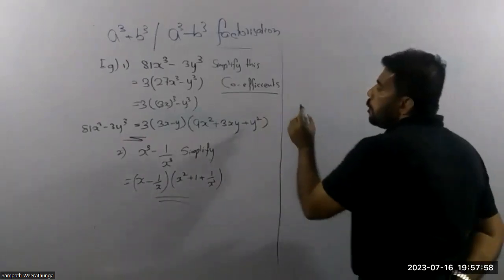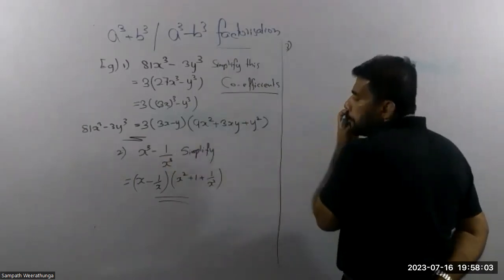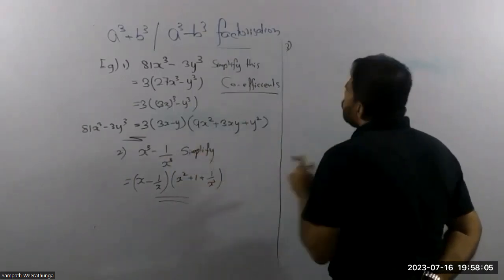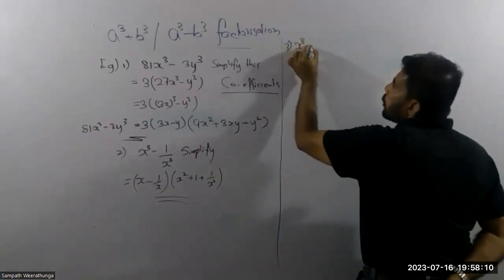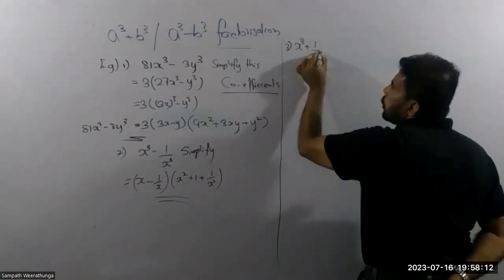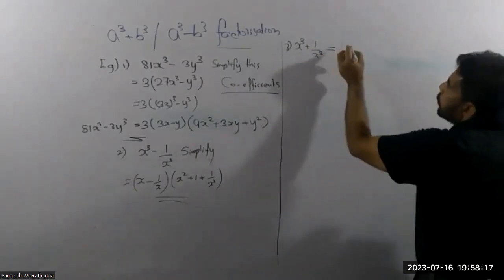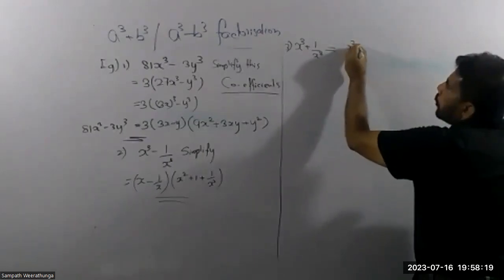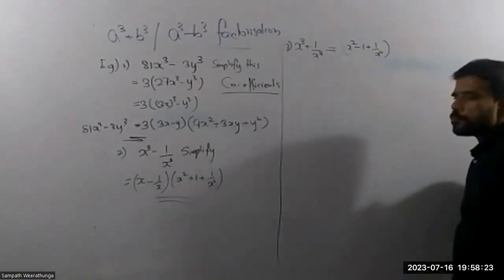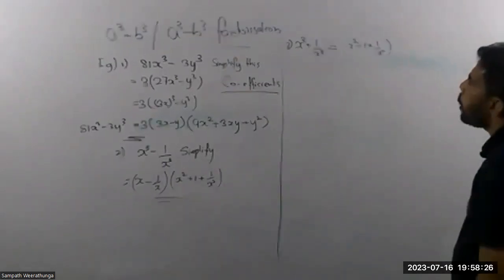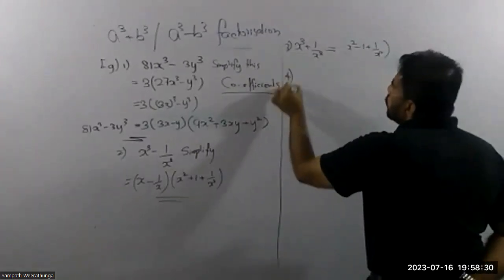Yes. Then the third one, the same on the other side, that is x cube plus 1 over x cube. Directly you can write the answer on stage: x squared minus 1 plus 1 over x squared. Right. Fourth one.